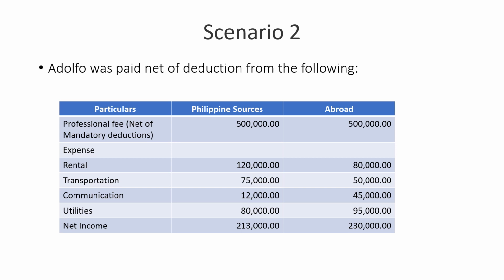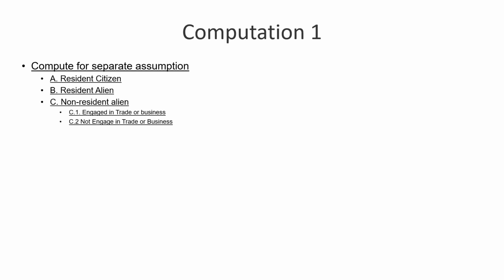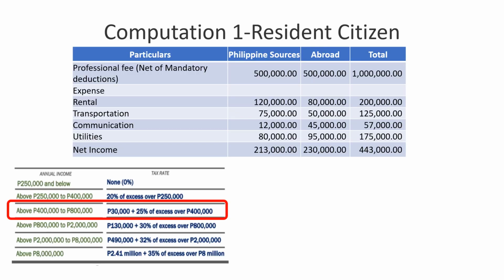So, let's proceed. Sabi daw, i-compute natin, una, for resident citizen, pangalawa, for resident alien, and then, dun sa dalawang category ni non-resident alien. So, alam natin, kapag ka-resident citizen, ay all. So, ang total niya is 1 million. So, yung expenses niya, ito total din natin. So, yung net income niya is 443,000.